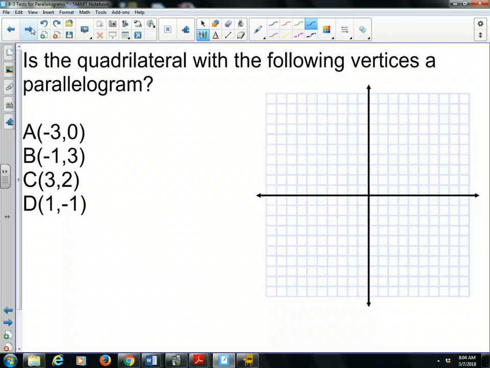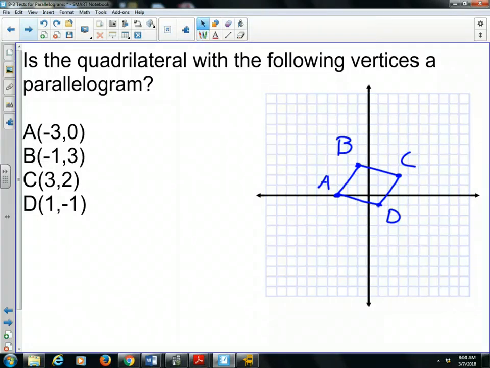So let's do this. Let's first graph this. Point A is at left 3, up and down 0. So there's point A. Point B is left 1 up 3. C is at right 3 up 2. And D is at right 1 down 1. Question for you all, is this a parallelogram? Right now, you cannot say yes or no. You cannot tell simply by graphing it. You have to prove one of two things: opposite sides are congruent using the distance formula, or opposite sides are parallel using the slope formula. We will do both in this video, okay?